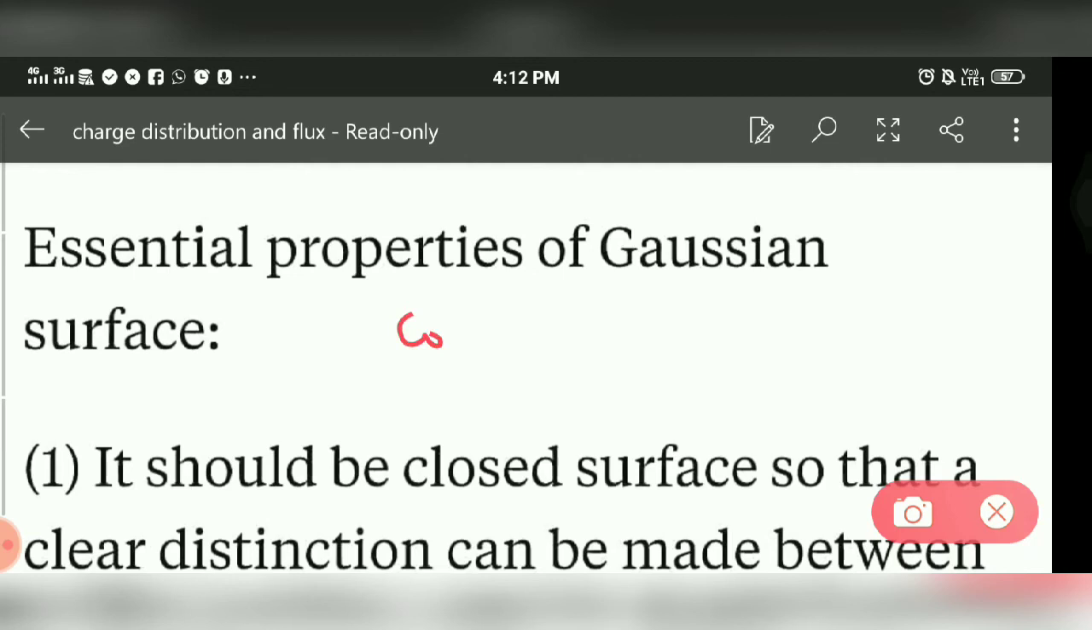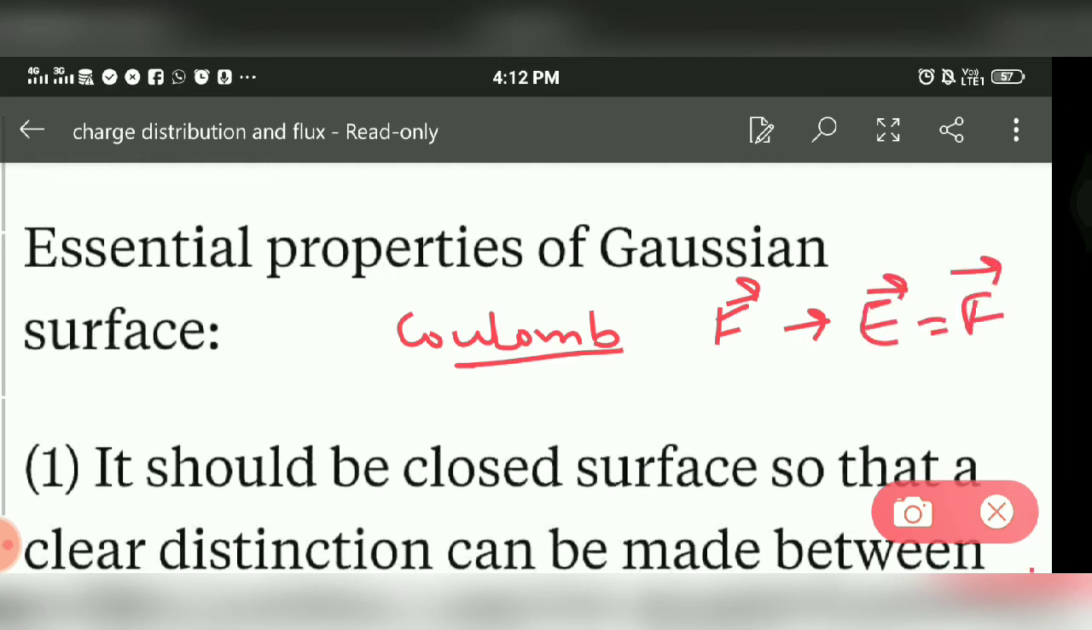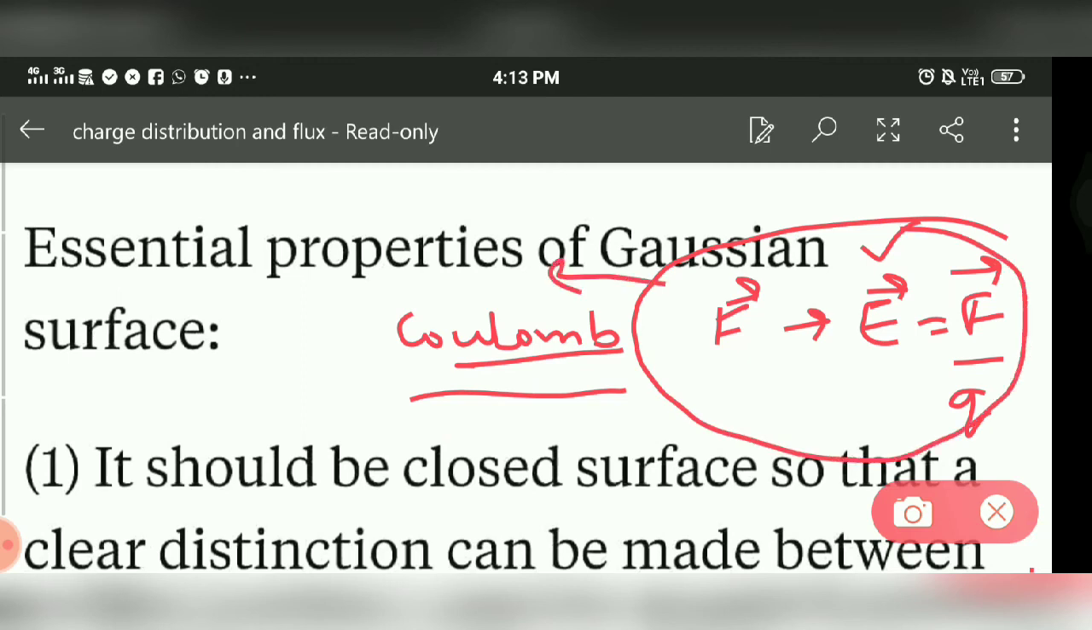As we all know, Coulomb's law can be used to find force, and from that force we can find the electric field by using the formula F by Q. So electric field can also be calculated by using Coulomb's law, but there is a limitation that this formula is valid only for point and discrete charges.